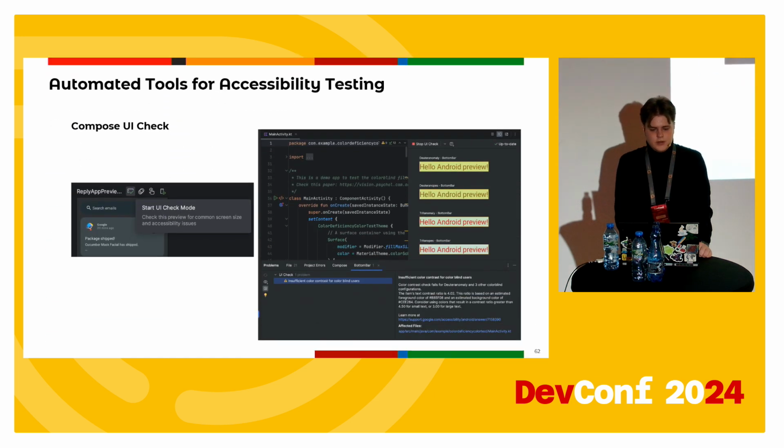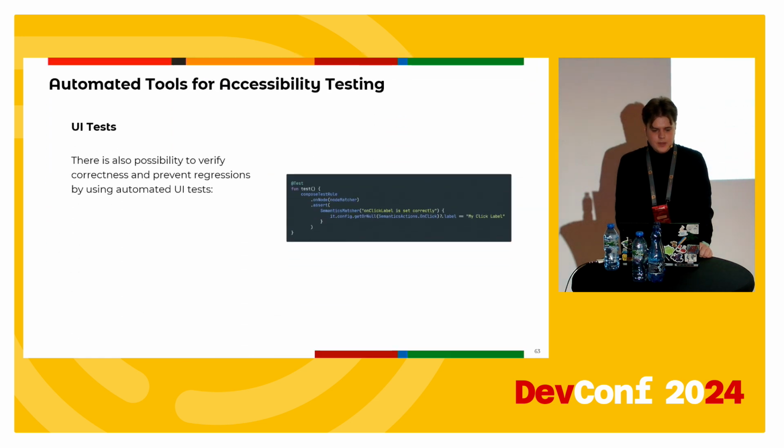Also, you can activate Compose UI check mode on Compose Preview to enable Android Studio to automatically audit your Compose UI for accessibility issues. Android Studio checks that your UI works across different screen sizes by highlighting issues such as text stretched on large screens, or low color contrast in the problems panel. There is also the possibility to verify correctness and prevent regressions by using automated UI tests.